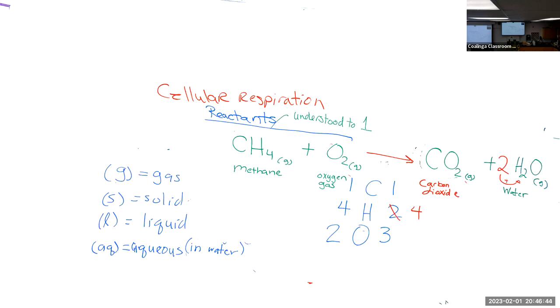Now, how many oxygens do I have? So I have how many here? With the carbon dioxide, I have two. And then for the water, how many do I have? Two. Okay, so that's a total of four. But I started off with two. So what can I do to fix that? I can go back to the reactant side and put a two in front of here. So then I have four. Is it balanced? Yes.